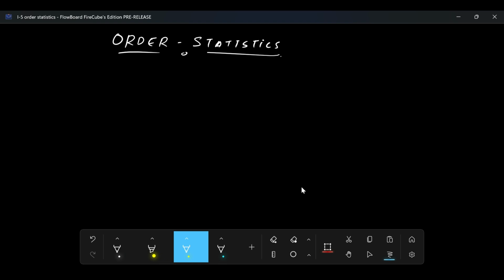Hi everyone. So let's talk about the order statistics in this lecture. So let's begin with the definition of order statistics.